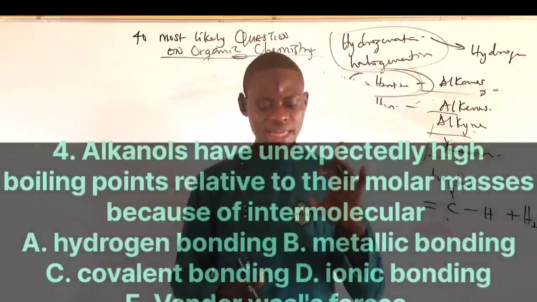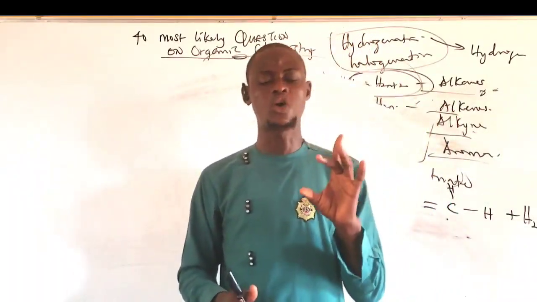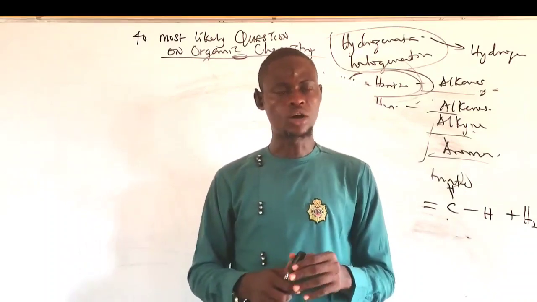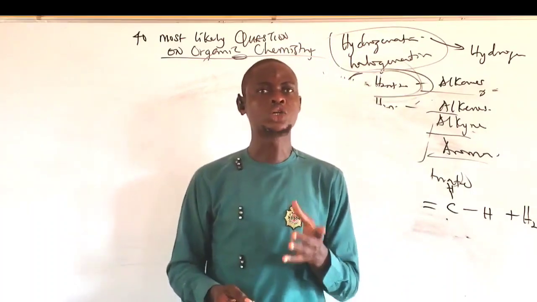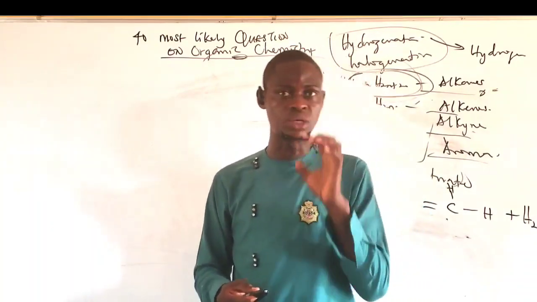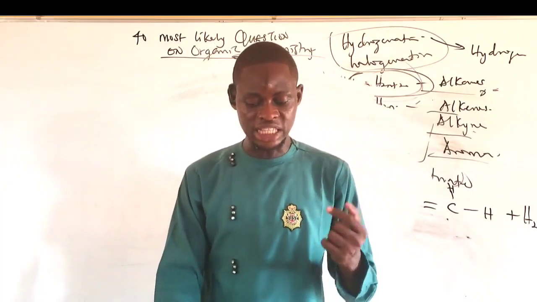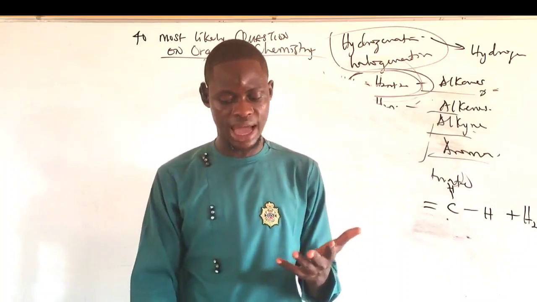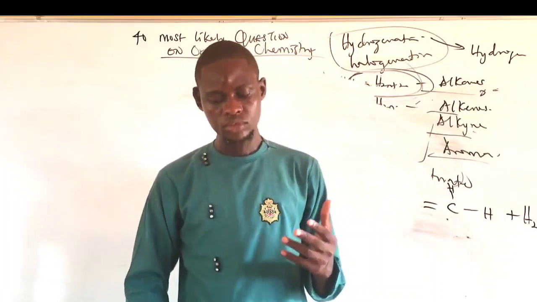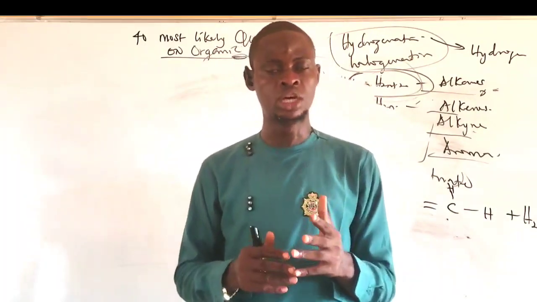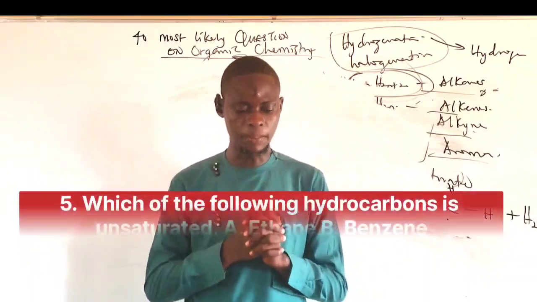And why? The reason why they are soluble is because of the presence of hydrogen bonds that are found in them. This hydrogen bond also gives them their high boiling points. So they have high boiling points due to the presence of hydrogen bonds. Now look at the question on hand. It said alkanol have unexpectedly high boiling points relative to their molar mass because of the intermolecular what? A, hydrogen bond, B, metallic bond, C, covalent bond, D, ionic bond, E, van der Waals bond. Our answer is what? Hydrogen bond. It is due to the presence of hydrogen bonds that makes them have high boiling points.